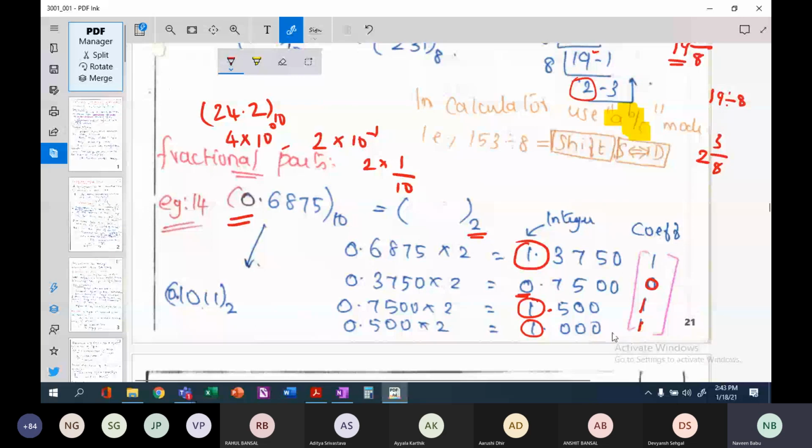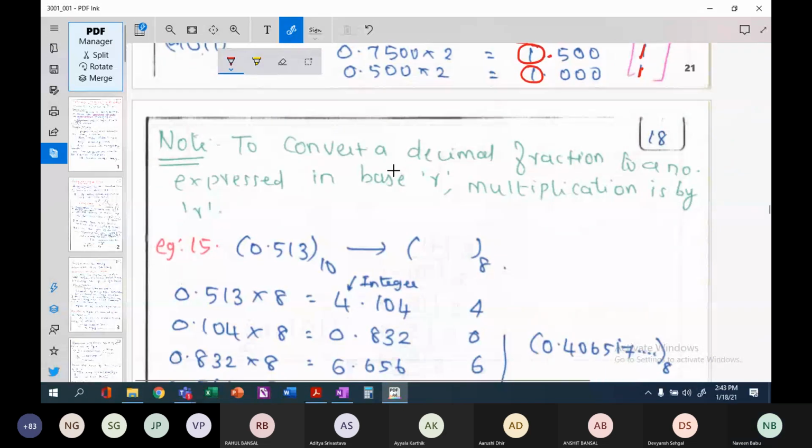Now, what is the equivalent binary value of 0.6875? It is 0. You should not forget this decimal point. So it is 0. Write in sequence 1011. So 1011 is the equivalent binary quantity of this fractional decimal part.